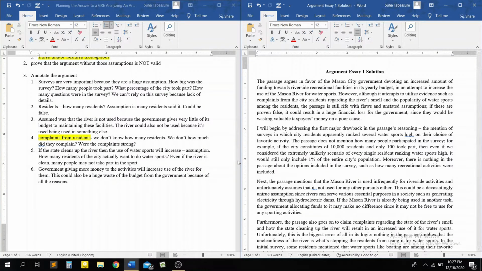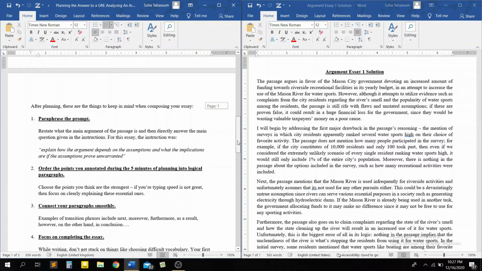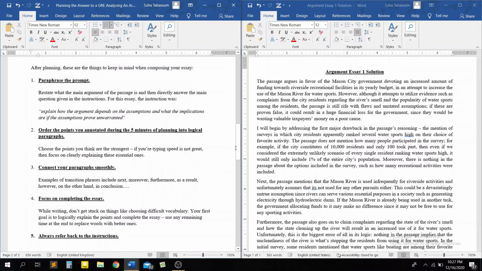So a quick recap, the argument essay is one of the two essays that you will have to write in the analytical writing section of the GRE. You will get 30 minutes to plan, write and check your essay. And today we are going to be focusing on the writing. Right, so let's get started.